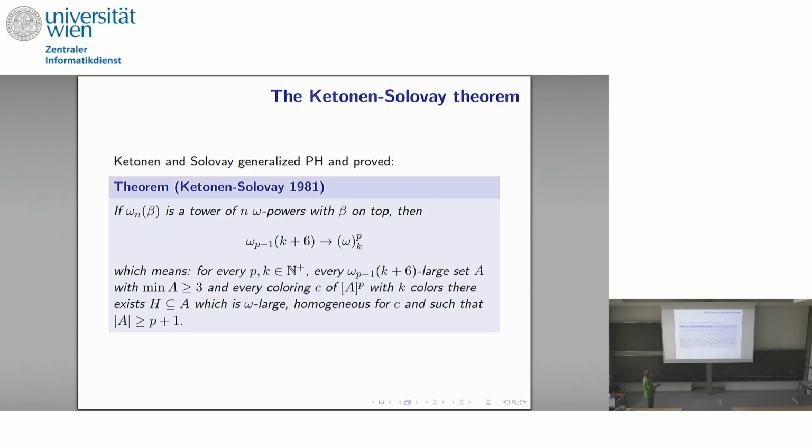And I color all subsets of size p of A with k many colors, and I can always find a homogeneous set for C which is omega large, and also has at least p+1 elements. This is to avoid trivialities also, because if a set has at most p elements, then obviously it's homogeneous, since it's coloring only one p-tuple or no p-tuple whatsoever, and you are not interested in any homogeneous set like that. So at least p+1 is needed there. That's their statement from 1981.